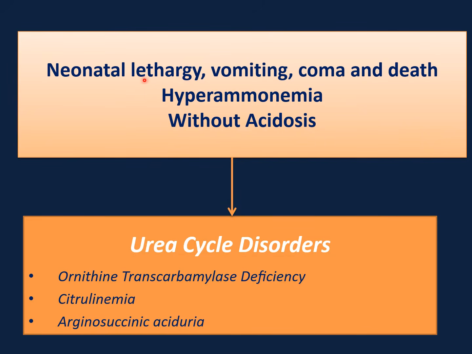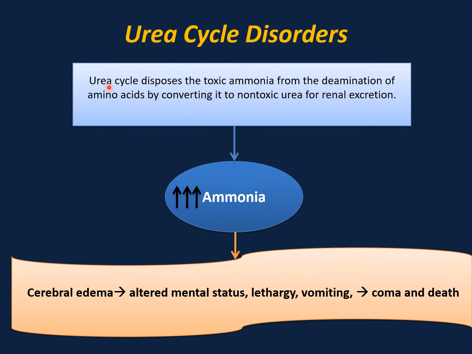If you have a neonate who presents with lethargy, vomiting, coma, and death, with hyperammonemia without acidosis, the most likely underlying cause is urea cycle disorders. It can be ornithine transcarbamylase deficiency, or OTC, citrullinemia, or argininosuccinic aciduria. The function of the urea cycle is to convert the toxic ammonia to non-toxic urea to be excreted in urine.